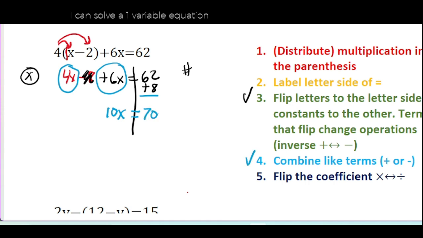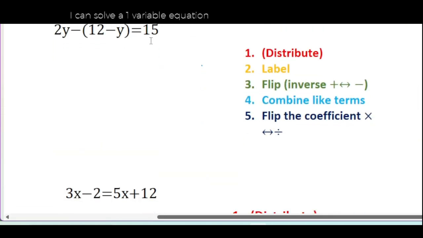And then my final step is to flip that coefficient. So that coefficient is 10. Co means together. It's the number that's together with the variable. That is 10 times x. So that will flip and turn into divided by 10. And so x equals 70 divided by 10, which is 7. All right, and we're done with that one.